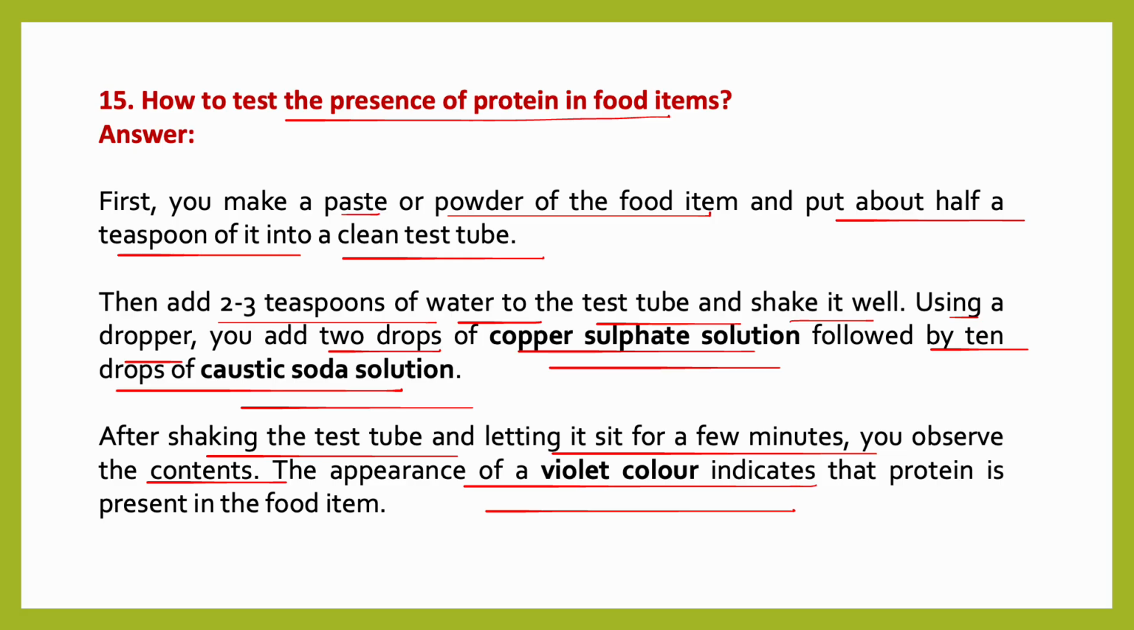So you put half a teaspoon of powdered food item into a clean test tube. Then add 2 or 3 teaspoons of water. Shake it well. Then add 2 drops of copper sulfate solution. Then add 10 drops of caustic soda solution. Then shake it well. Let it sit for a few minutes. Then the appearance of a violet color indicates that protein is present in that food.